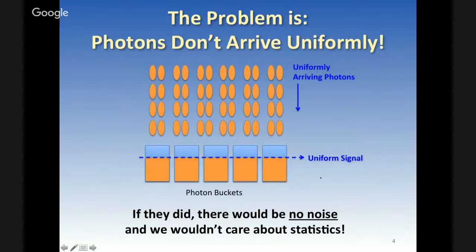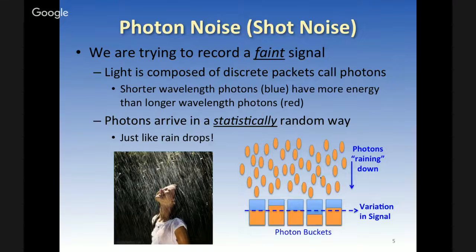And if they did, there'd be no noise, and we wouldn't care much about statistics at all. But the reality is we have this thing called shot noise, which is the noise inherent in the way photons come down. And what we're trying to record is a very faint signal. And of course, the light that's coming down and being collected by our telescope is composed of discrete packets called photons. And you all know what they are, that shorter wavelengths, the blue photons, have more energy than the longer photons, the red ones.